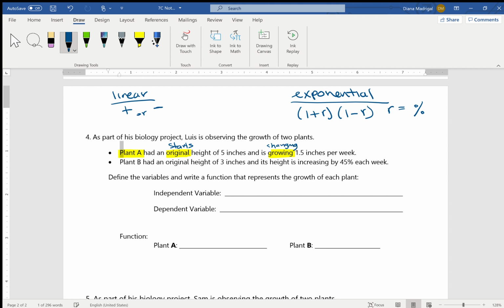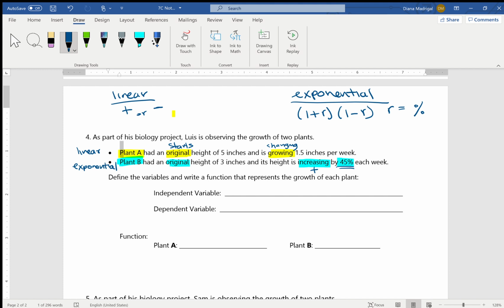All right, let's look at plant B, and I'm going to change my color for this one. Plant B had an original height, again the start, of 3 inches, and its height is increasing by 45% each week. Increasing, don't forget, means it's going up. And we have a percentage number here. So I know that plant B is going to be exponential. Why? Because of the percentage number. And plant A has to be linear. It's either or, right?